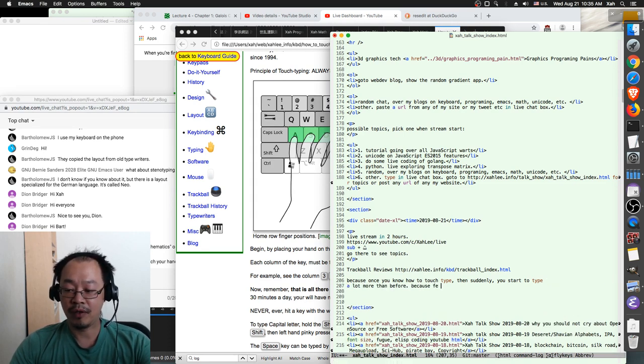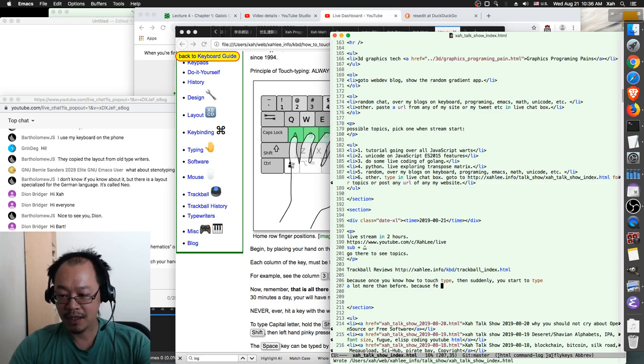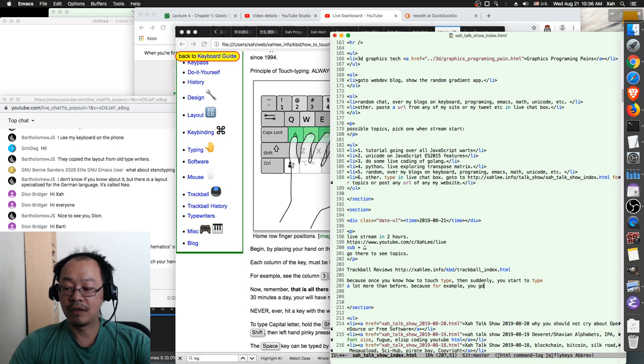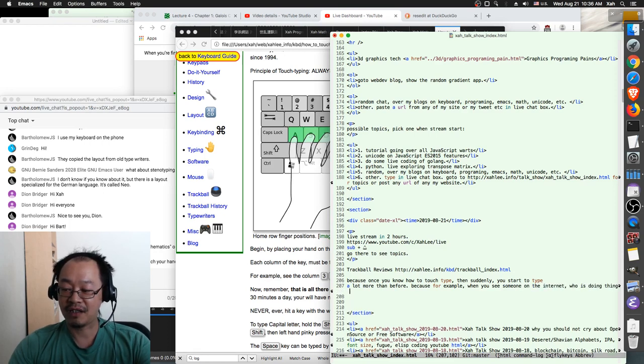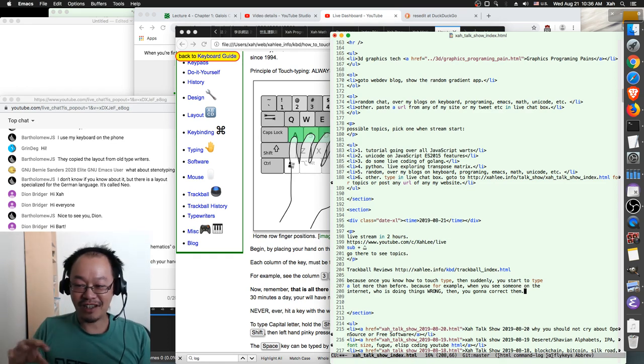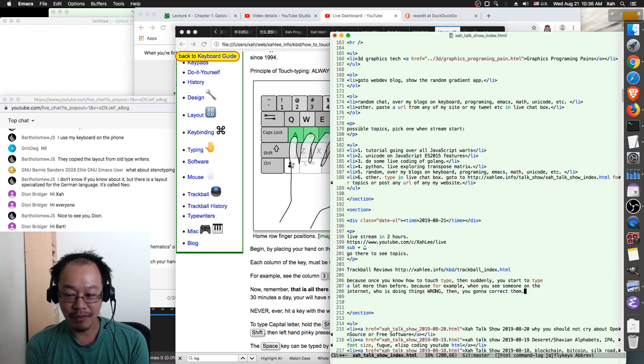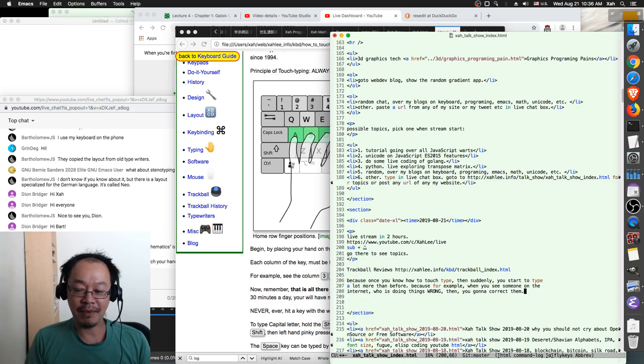For example, when you see someone on the internet who is doing things wrong, then you're going to correct them. You see that, and lots of things like that. You start to type more, or when you are chatting with your mom or your girlfriend or your boyfriend, now you know how to touch type. You start to maybe use the right word, use the full words and things like that.